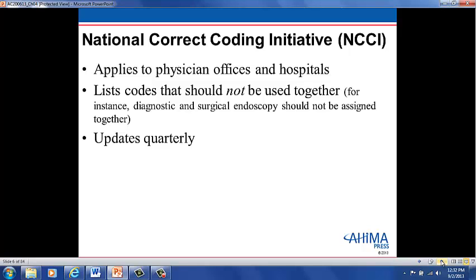There are two types of coding edits: the comprehensive component edit and the mutually exclusive edit. Please review examples of an NCCI listing and edit as located on the cms.gov website.